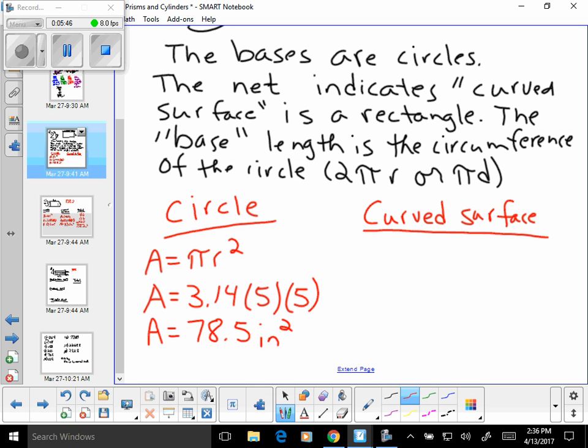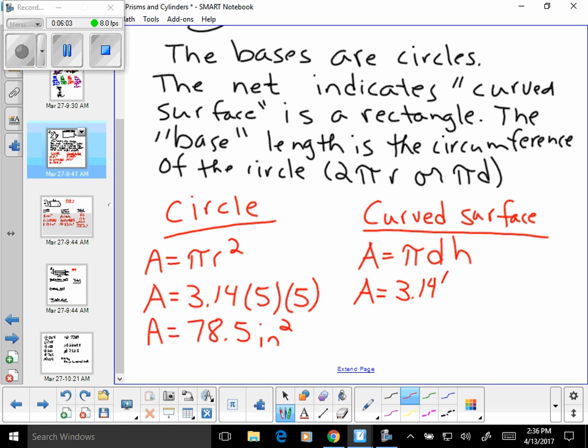Now, when I'm doing the total, yes, I'm going to add that in twice. Now, my curved surface, the area there is going to be pi. They have given me diameter, so there's my circumference, and then the height of the whole cylinder.